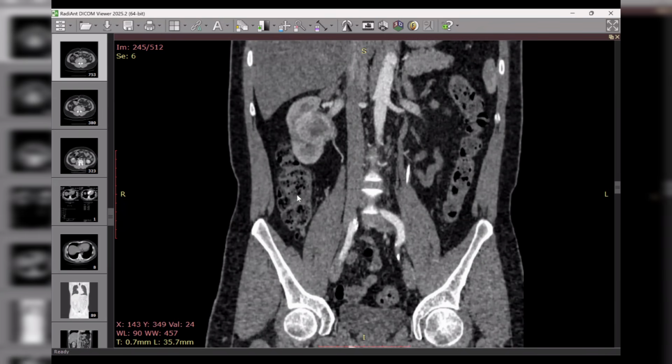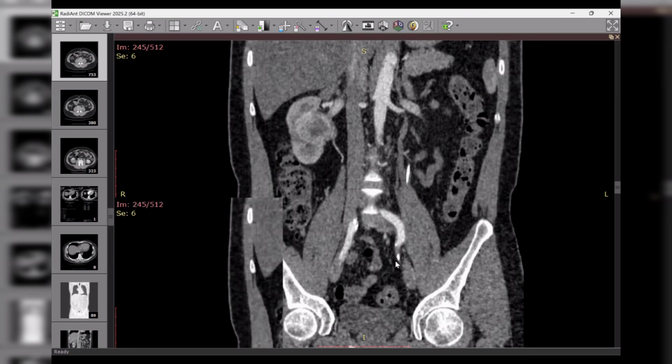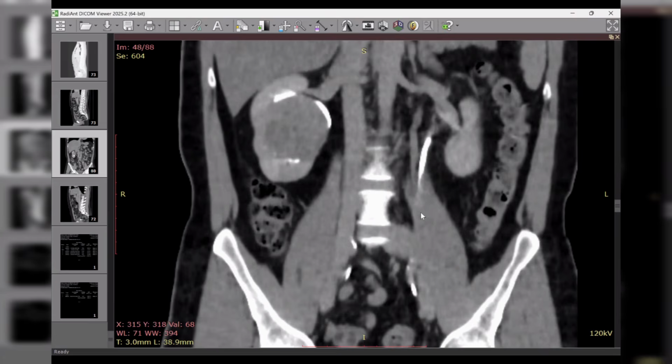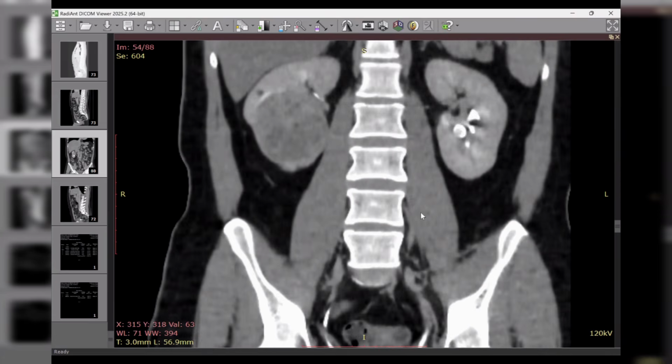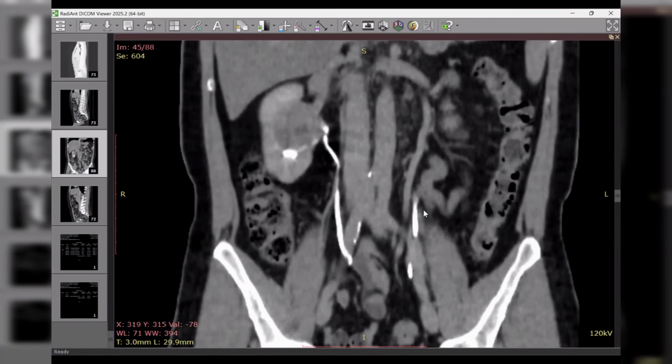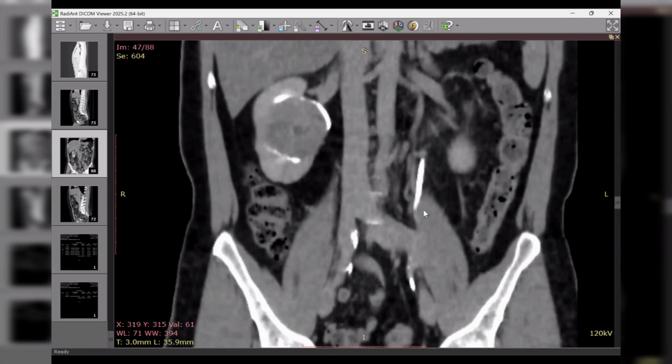Here I can see that. Which phase you want to see? At the delayed phase. Excellent. Let me first show you the delayed phase, then go back. At the delayed phase, it seems pushing the calyces and the collecting system away, so it is displacing, right? Displacing. This is the accurate term. Yes. Okay, go ahead.